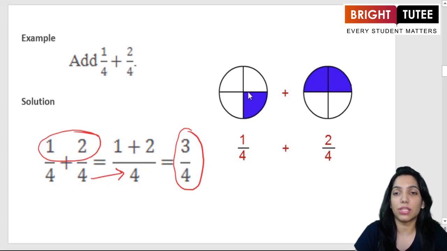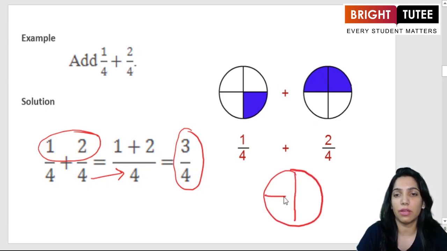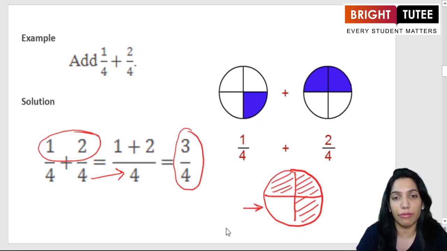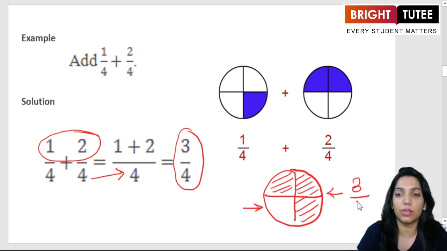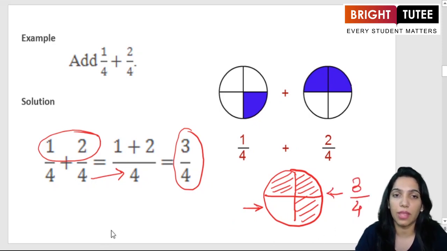You can just imagine keeping these two circles one over the other. You will see that the third circle that will be formed will have this shaded, and this part shaded as well. Only one part will be left, right? So how many do you see shaded in this? We see 3 out of 4 shaded, right, students?